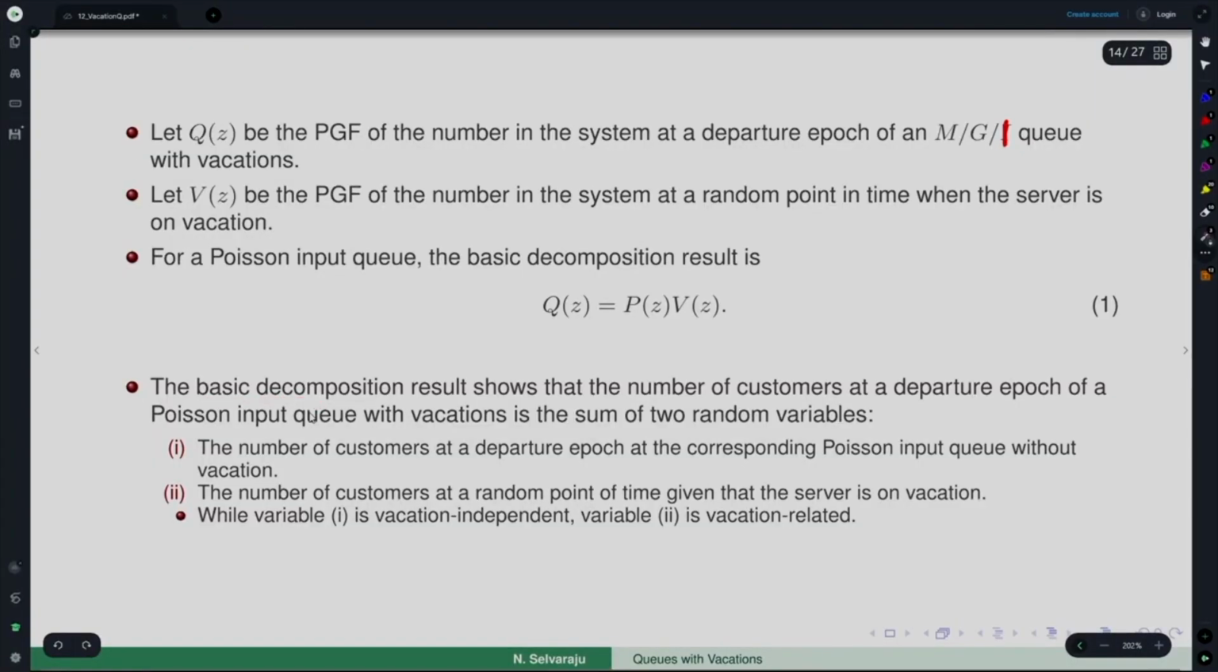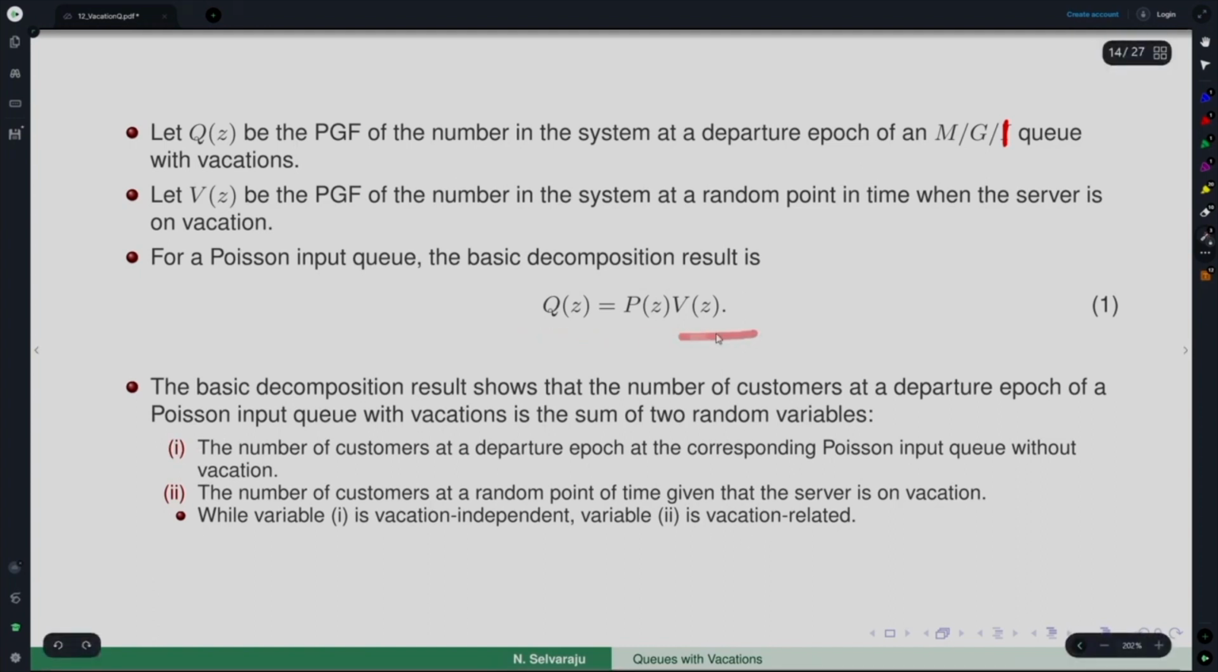So, this basic decomposition result shows that the number of customers at a departure epoch of a Poisson input Q with vacation is the sum of two random variables. One is the number of customers at departure epoch of the corresponding Poisson input Q without vacation, the usual M/G/1, and the other one is the number of customers at a random point of time given that the server is on vacation. So, while variable 1 is vacation independent, the second is a vacation related quantity.